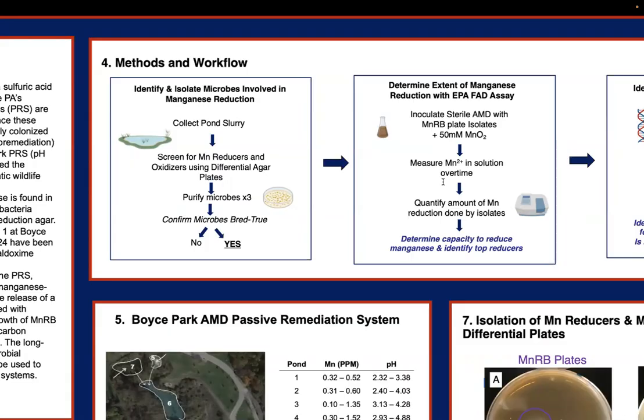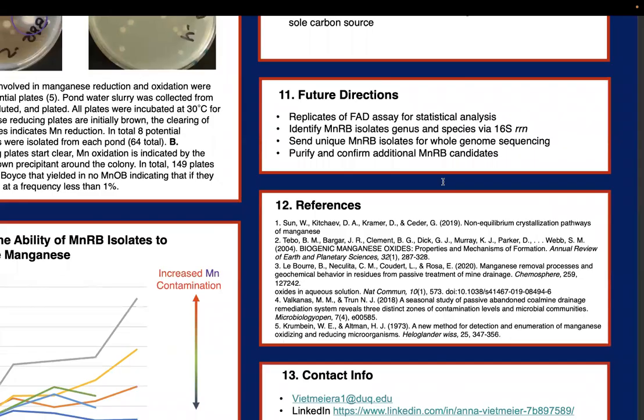Going forward, we would like to do more replicates for statistical analysis, as well as identify these isolates via 16S, and send unique ones for whole genome sequencing, as well as purify and confirm the additional isolates we have in the freezer.